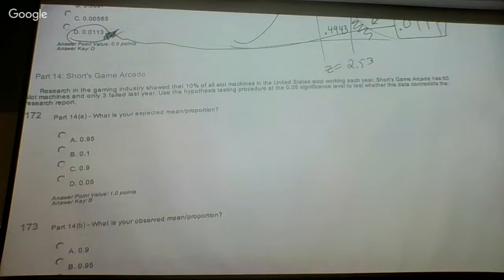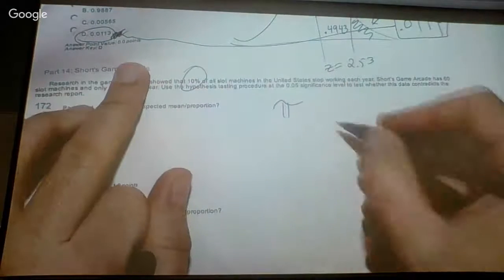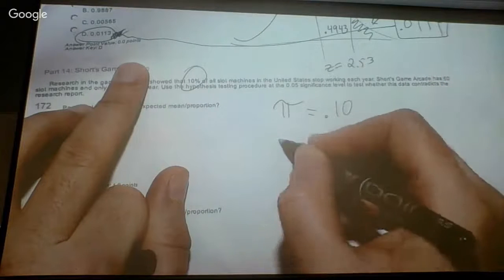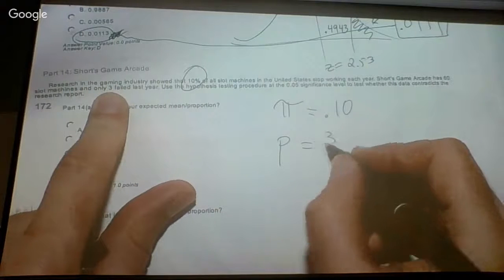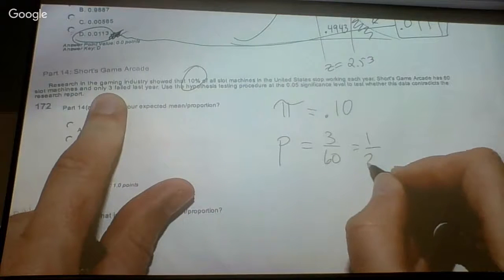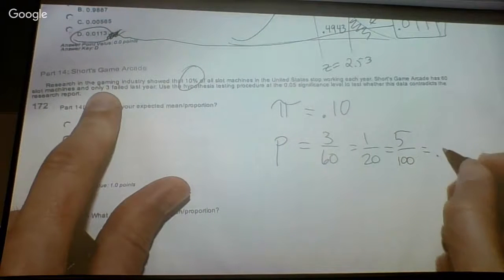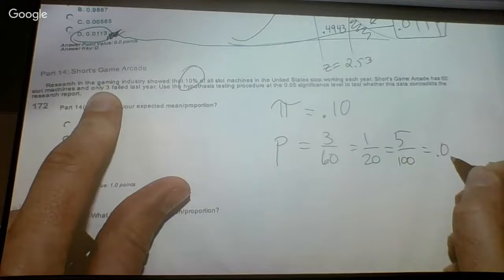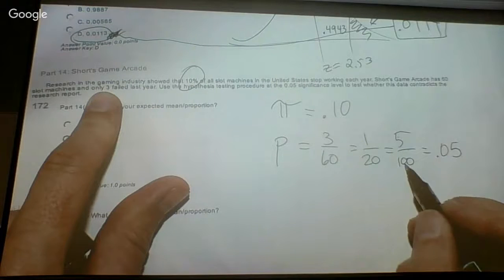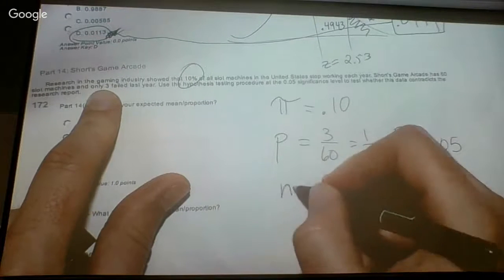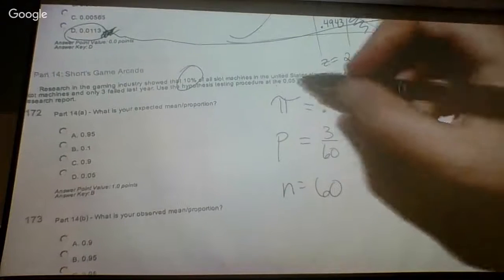Pi. Yeah, I'm talking about proportions, because that is a value which I expect. And 3 out of 60, or 1 out of 20, or 5 out of 100, or 0.05. Yeah, dig it. N is 60. Looks like alpha is 0.05.